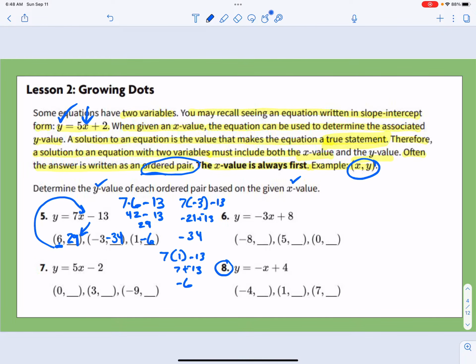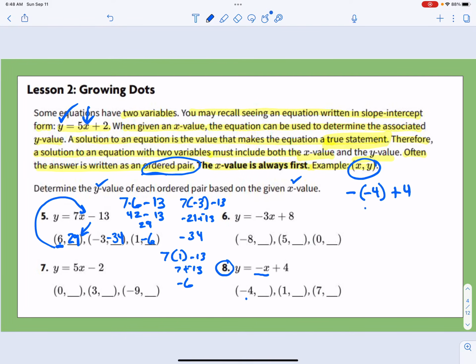So the number 8 is a good one to look at because we have to pay attention to that negative x. All right, so let's put the negative 4 in. That means I'm going to keep the negative sign: negative, negative 4 plus 4. When I subtract a negative number, what I'm really doing is adding it. So I can really have a positive 4 plus 4, which equals 8.